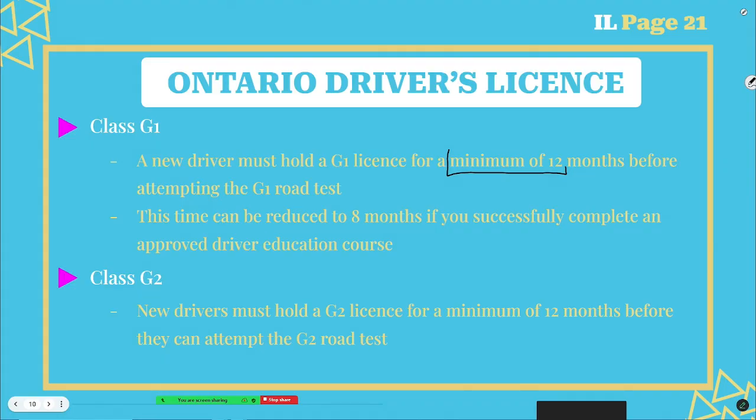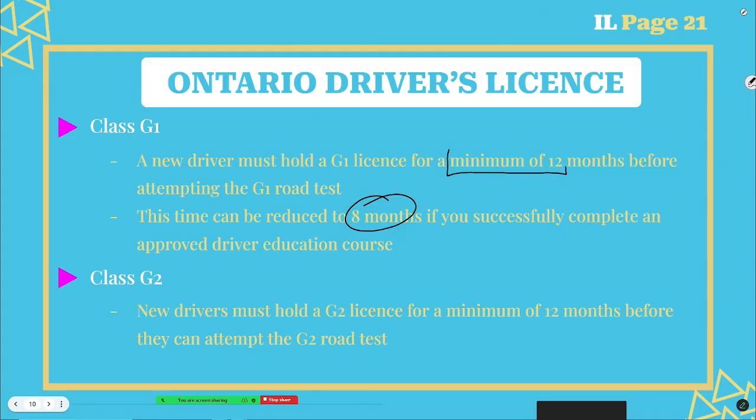Now, that having been said, the time can be reduced to 8 months if you successfully complete an approved driver education course. So here's a little plug for driving education courses. The first is it can speed up the time you get your license, and the second is that it often counts as a discount. It reduces your insurance, which we're going to get into at the end of this class.